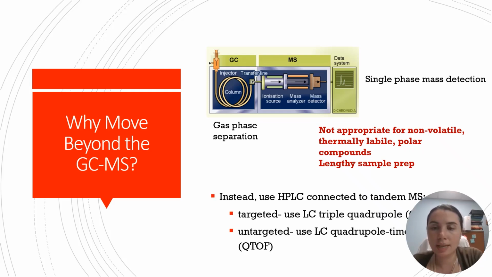So instead, the field has been moving towards replacing GCMS analyses with HPLC analyses connected to tandem mass spec. If you want a targeted analysis, typically you would use an LC triple quadrupole as your detector, and we will talk about that on the next slide. You can also collect data in an untargeted fashion, in which case you would want to use a detector that is compatible with that. In this presentation, we will talk about the quadrupole time of flight detector as an option, or the QTOF.